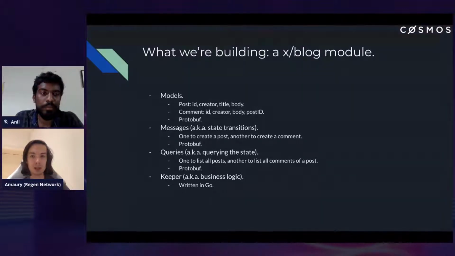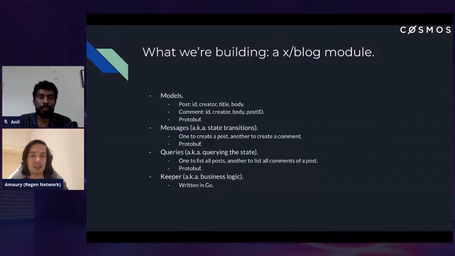After that, our blog module will have queries. Queries are what we call in the SDK the fact of querying the state. If you imagine the Cosmos SDK app as a state machine, then queries are just to know the current state of the machine, or the state at a certain block height. Again, to keep it simple here, one to list all the posts and another to list all the comments of a post. And these two will be written with Protobuf. We'll see how that works.